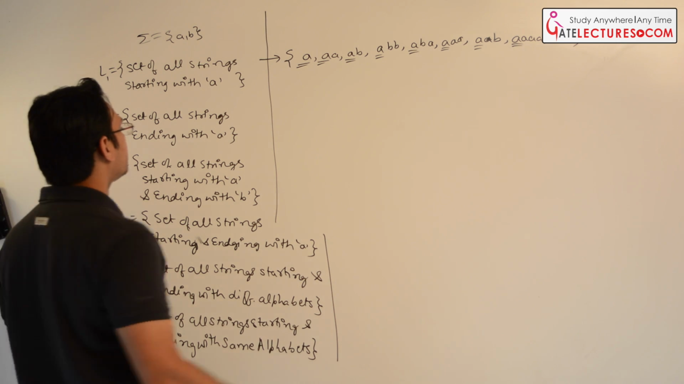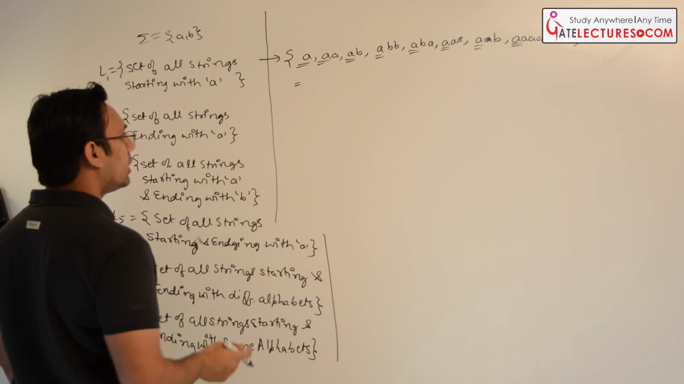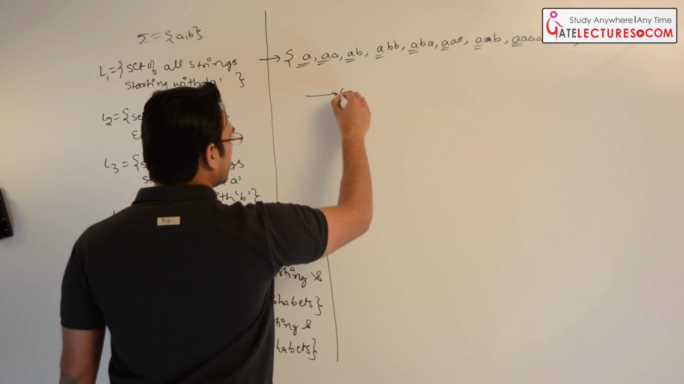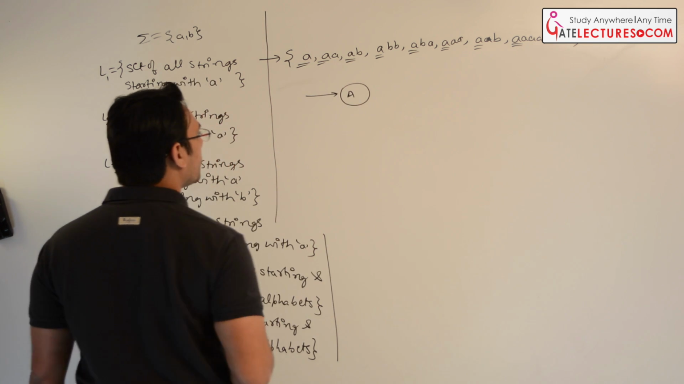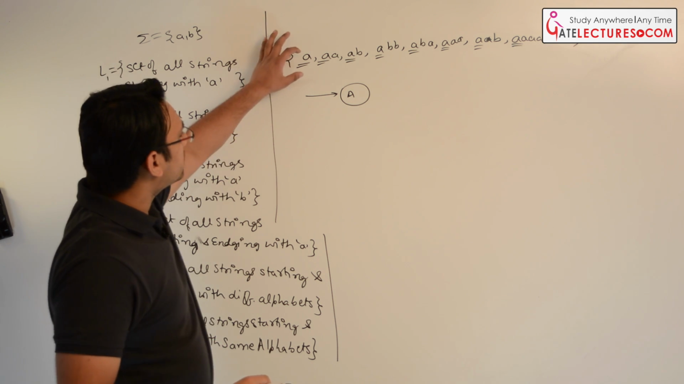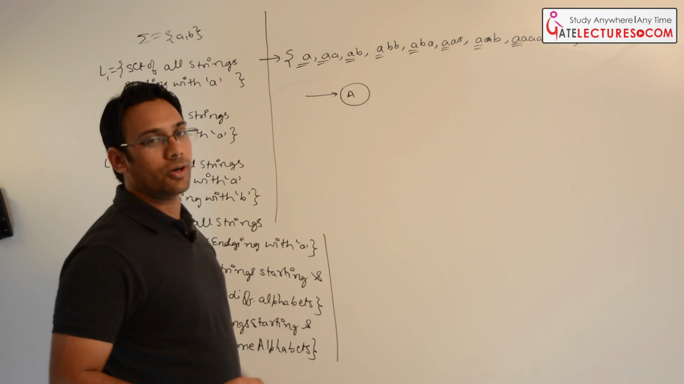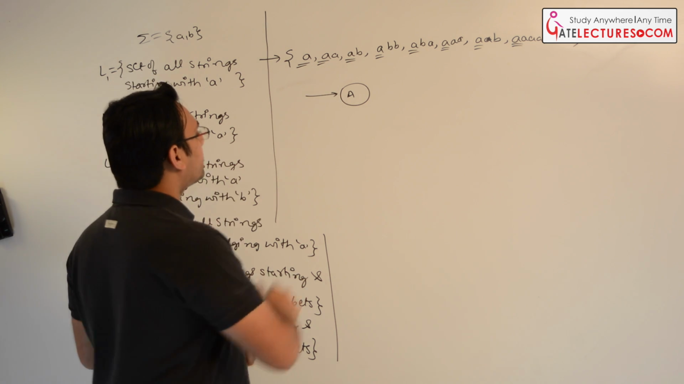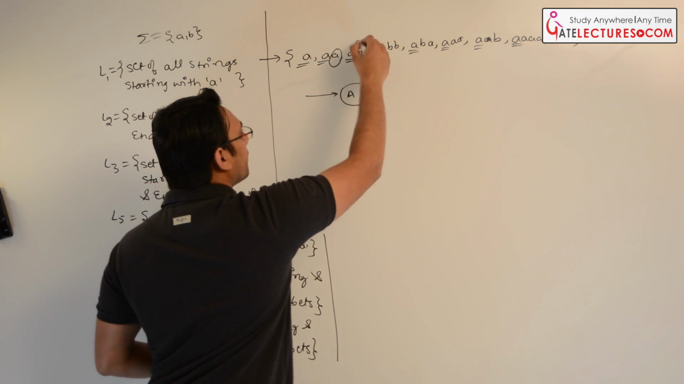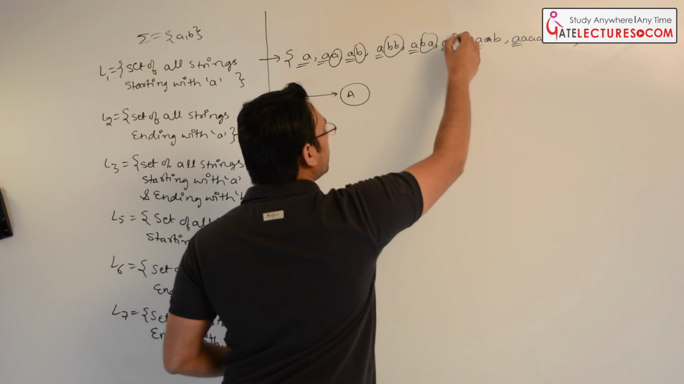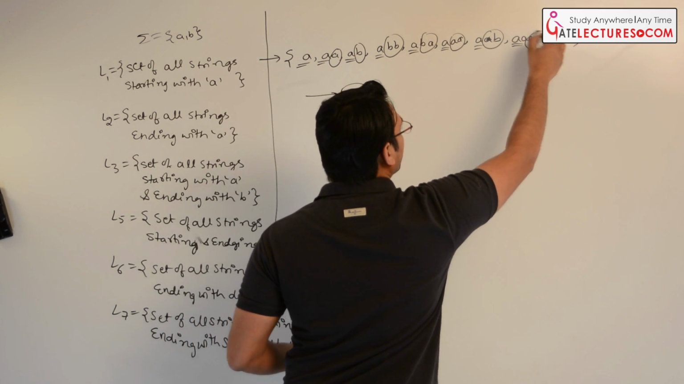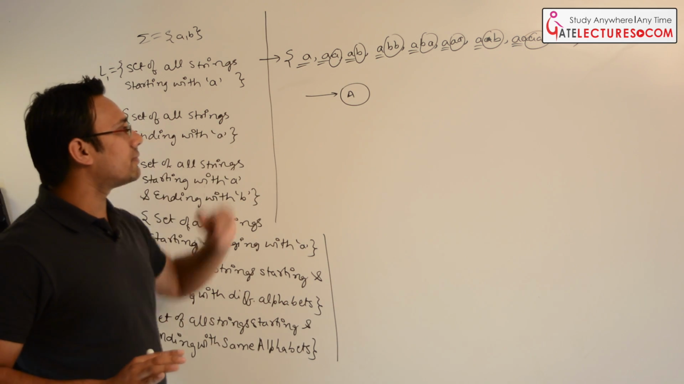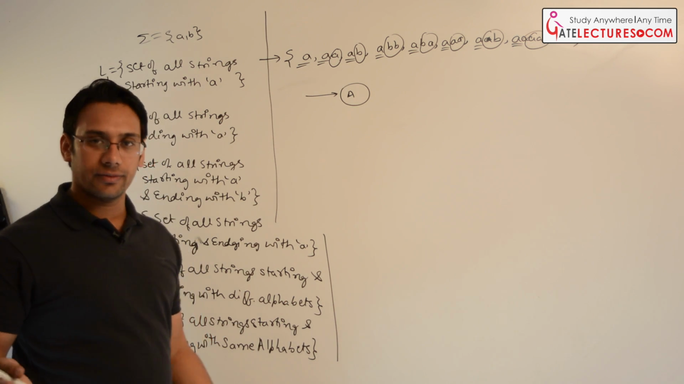Now for this language, how will we draw the finite automata? So initially we are at state A. Now we have to identify whether the first symbol is A or not. If the first symbol is A, then after this A, whatever is there, we do not care. But if the first symbol is not A, that means the string is not present, right?